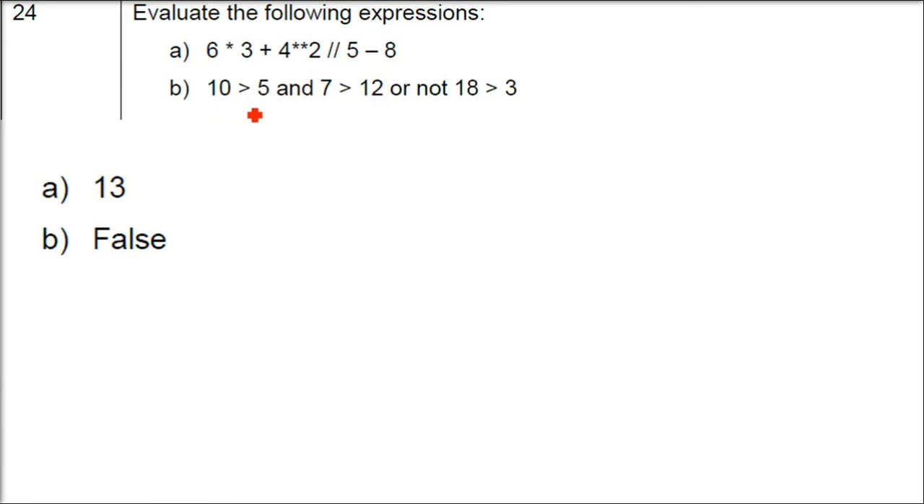Now let us come to the second one. So 10 greater than 5, 7 greater than 12, not 18 greater than 3. So first we will do what? We will do not. Not is a unary operator. Others are binary operators. And, or, these are binary operators. So let us do the not first. Then and, or are of equal precedence. So we'll go from left to right for this and, or.